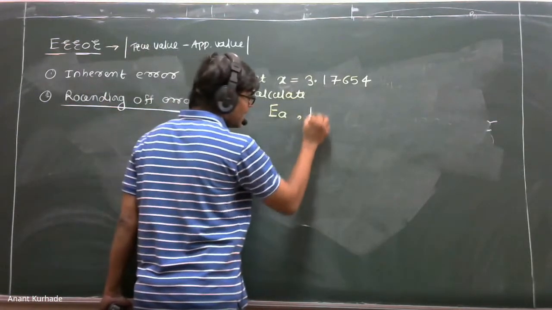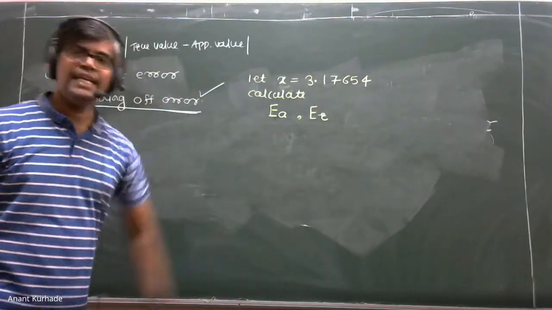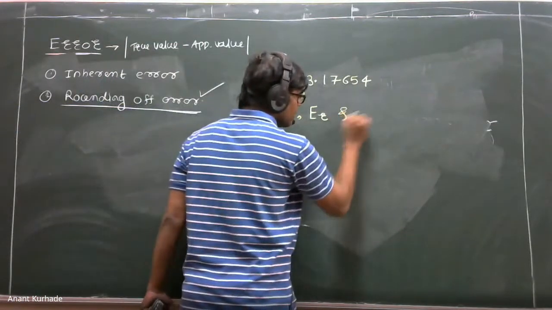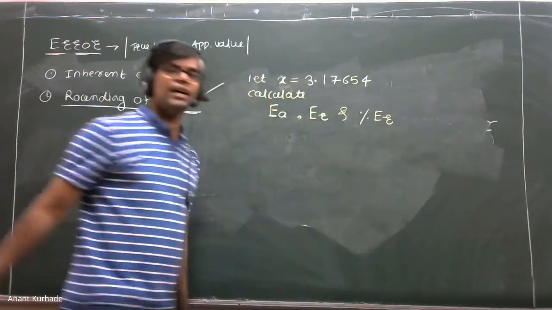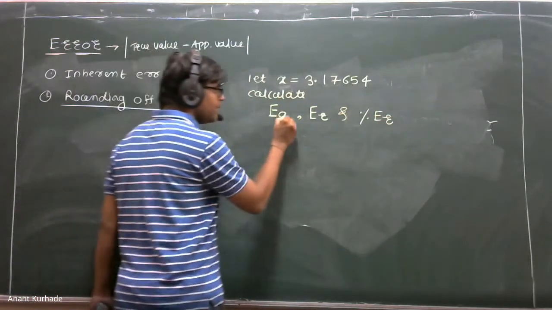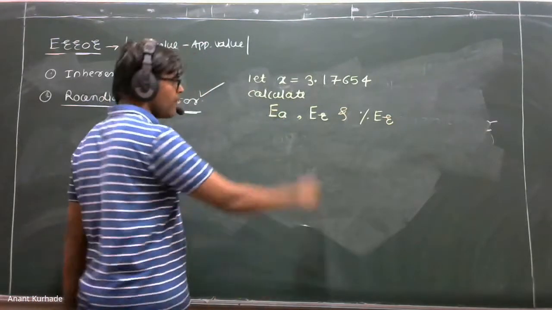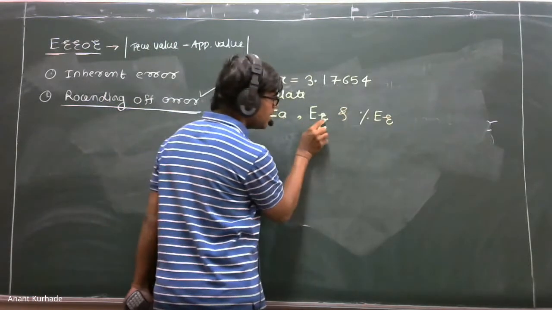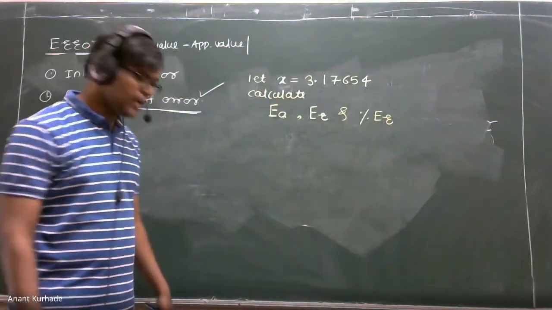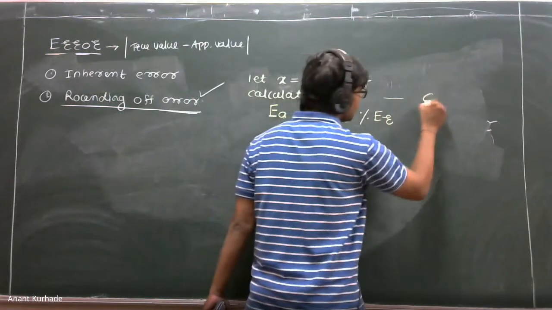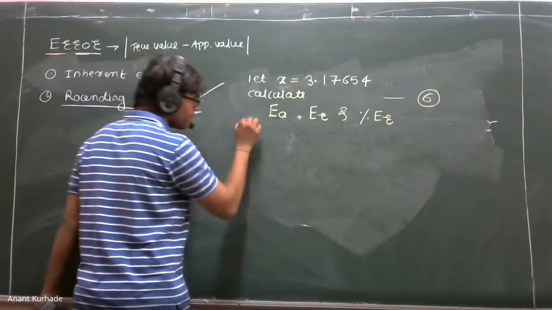Next, ER, we have not discussed this. I will tell you now. EA, ER and percentage ER. See, EA means E for error, A for absolute, so absolute error. ER means relative error, and this is percentage relative error. We can have this question for 6 marks.